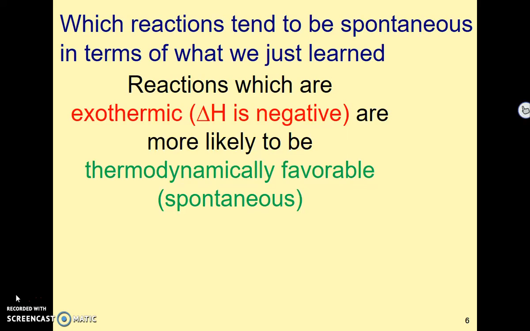So if we take this idea of spontaneity, or thermodynamically favorable reactions, in terms of what we just learned about endothermic and exothermic reactions, the reactions that tend to be spontaneous are the ones that are exothermic, and remember that means that delta H is negative, okay? And the reason why these are more likely to be spontaneous is you generally don't need to provide energy for them to occur. They release energy.